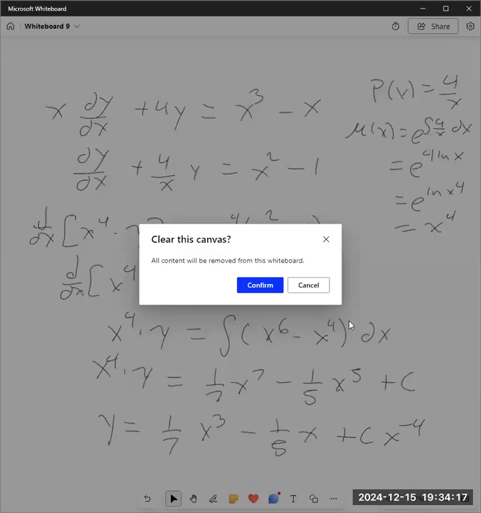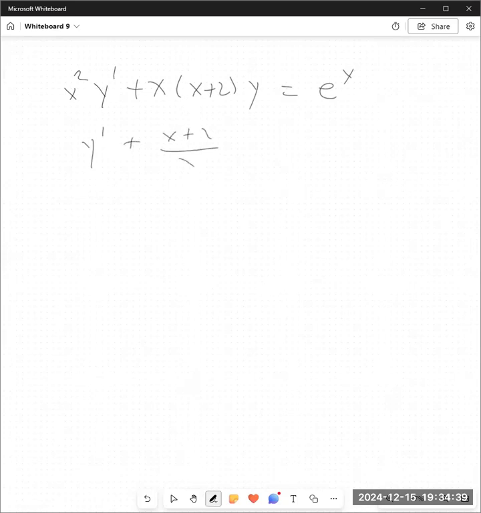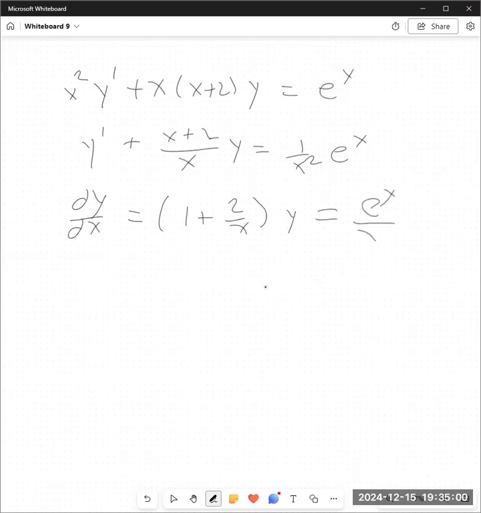All right, let's look at another one here. x squared y prime plus x times (x plus 2) y is equal to e to the x. We're going to divide by x squared here, and we get y prime plus (1 plus 2 over x) y equals 1 over x squared times e to the x. So this is dy/dx plus (1 plus 2 over x) y equals e to the x over x squared.